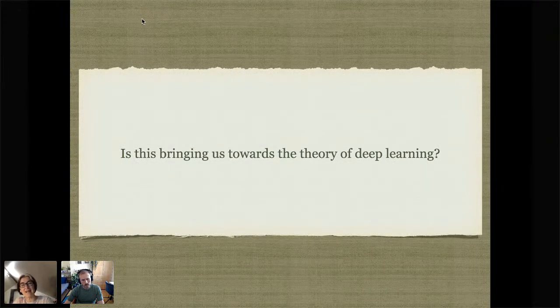But maybe going back, this is still a neural network, or if you want to call it a neural network, with no hidden unit, so a very simple one.